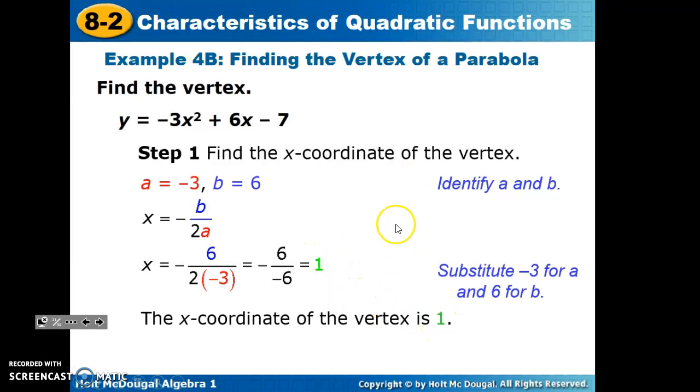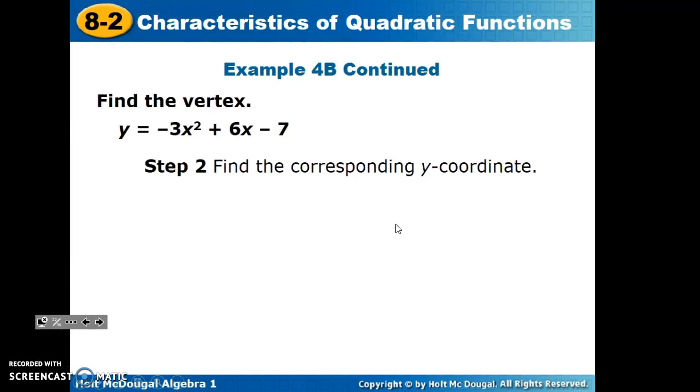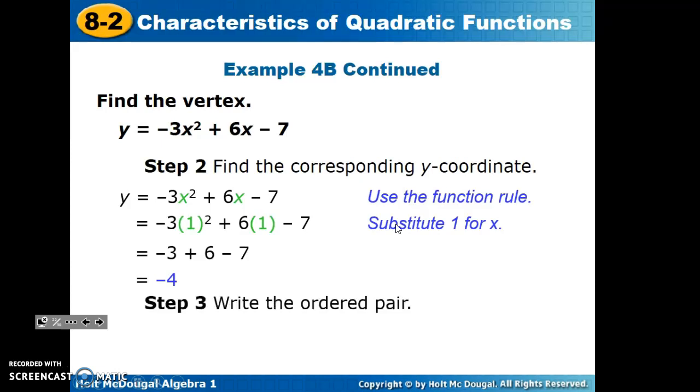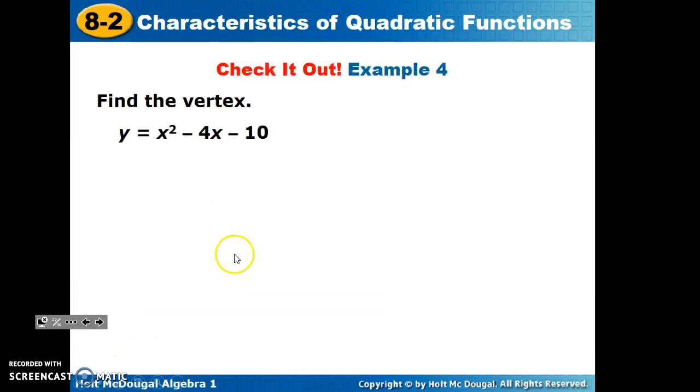We're going to take this x value, 1, plug it back in, giving us our y value of negative 4. Our vertex, the ordered pair, is at 1, negative 4. You guys try this. We'll come right back to the solution.